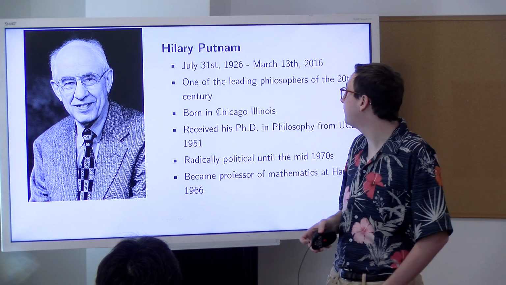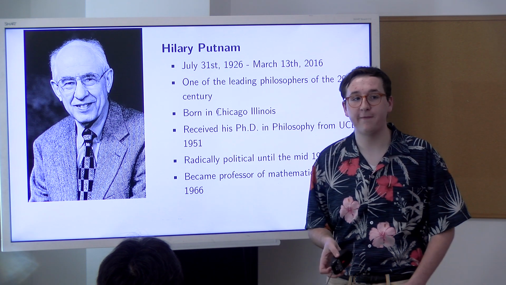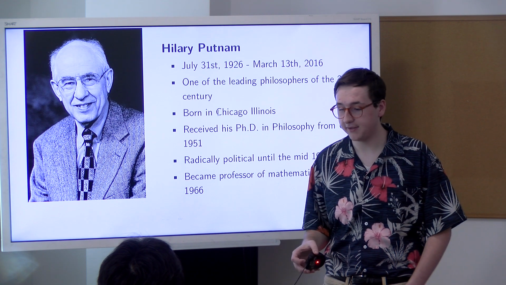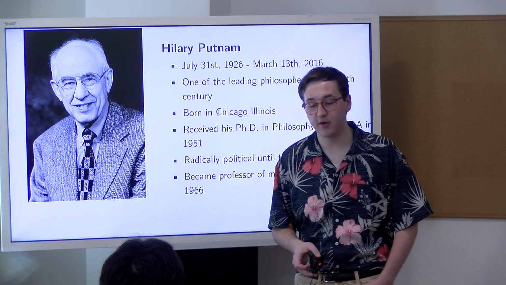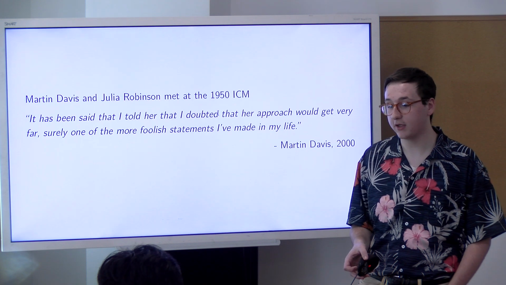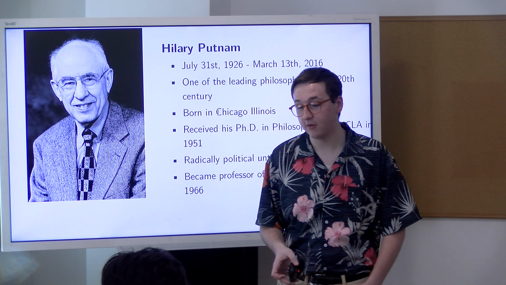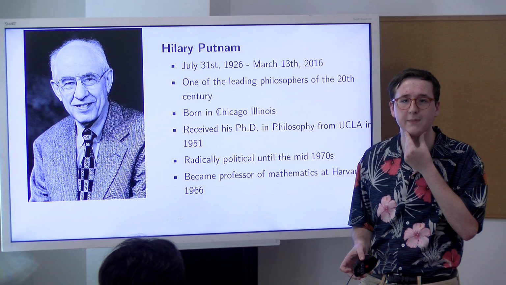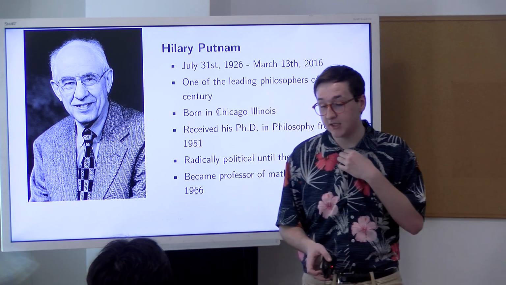The third out of four important characters is Hilary Putnam. He was a famous philosopher of science, who also contributed to mathematical logic and computability. He was born in 1926 in Chicago, Illinois. He was one of the leading philosophers. He received his PhD in philosophy from UCLA. He started his PhD somewhere else, maybe UPenn, and then transferred to UCLA. And he got his PhD in 1951.